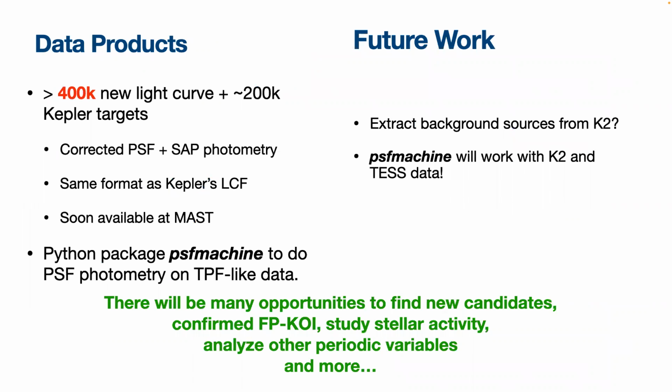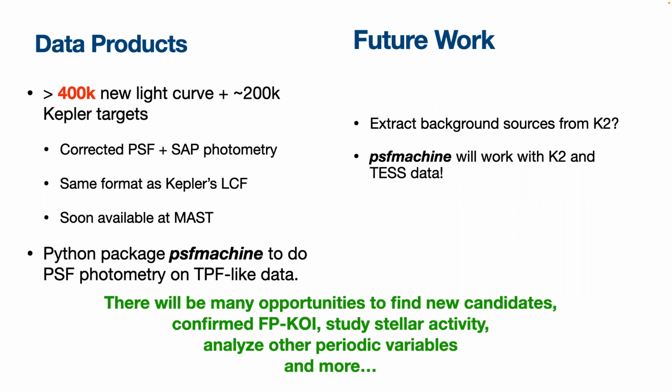So to wrap up, I want to highlight some things. We're releasing, again, more than 400,000 light curves of new sources, 200,000 of them from revisiting the Kepler targets, doing PSF photometry and aperture photometry. We're matching the Kepler format, so it's an easy transition to use this data set, and it will be available at MAST very soon.